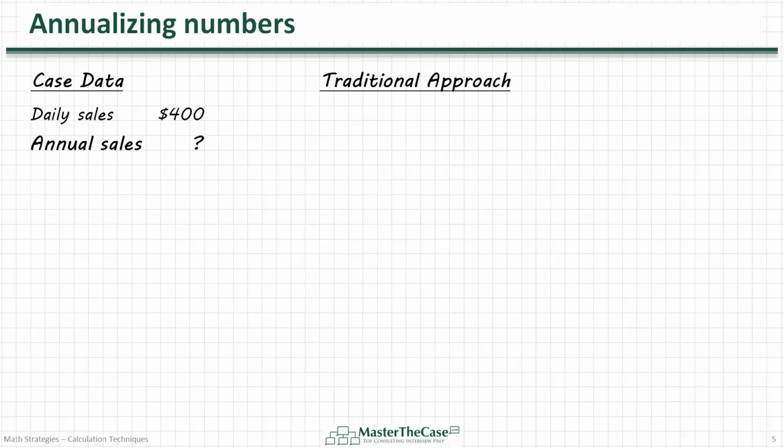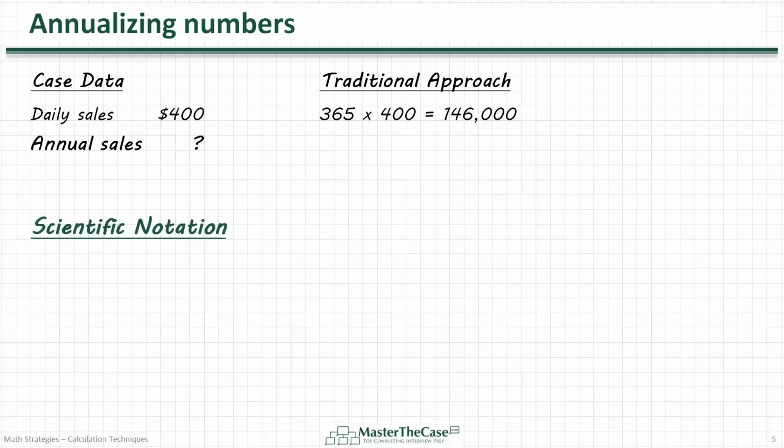Using the traditional approach, we'll multiply the number of days per year by the sales per day, which is 365 times 400, producing 146,000 of annual sales. The problem with this approach is that it may lead to quite cumbersome calculations, often involving a lot of zeros. Instead, we can use two simpler alternative methods to efficiently annualize numbers.